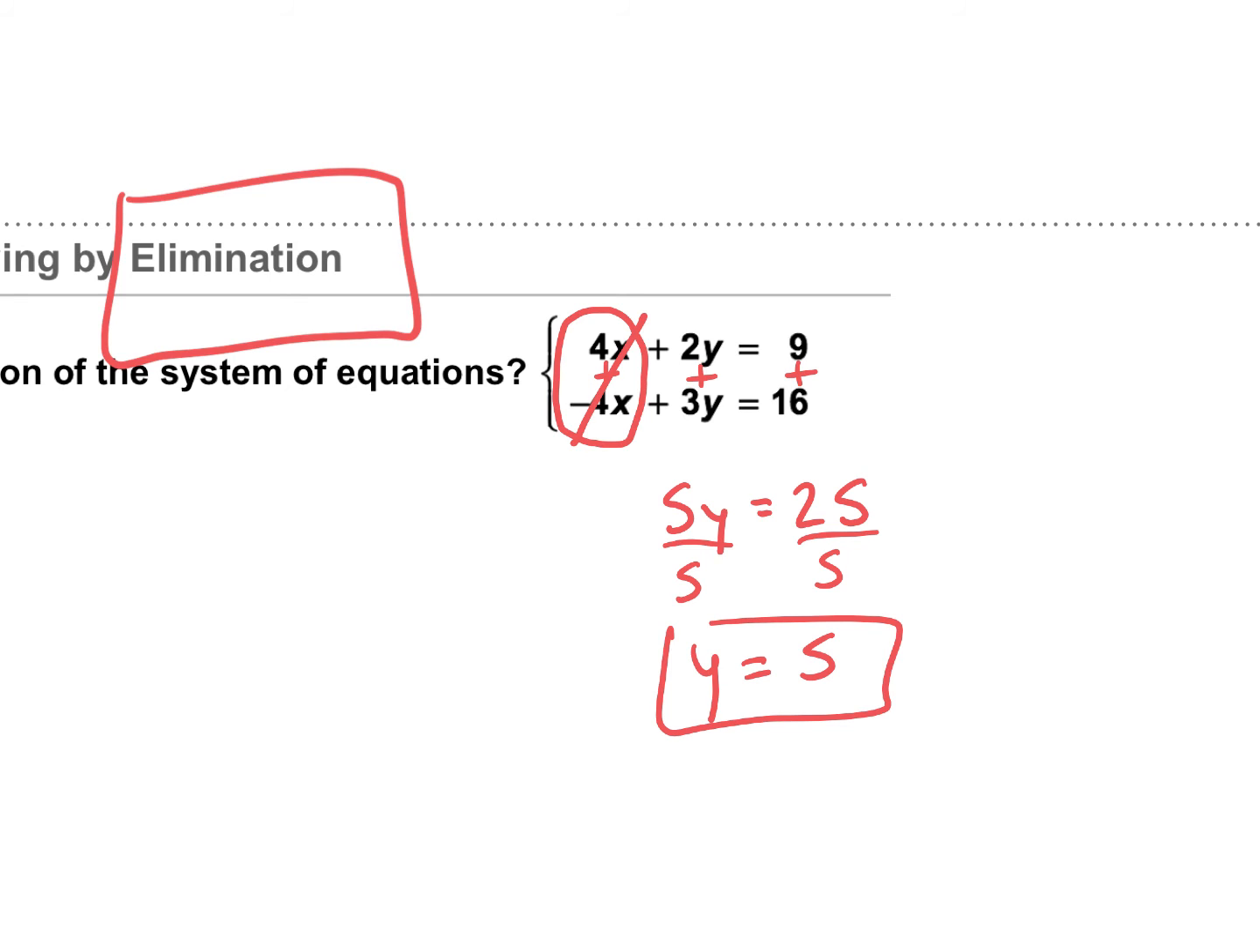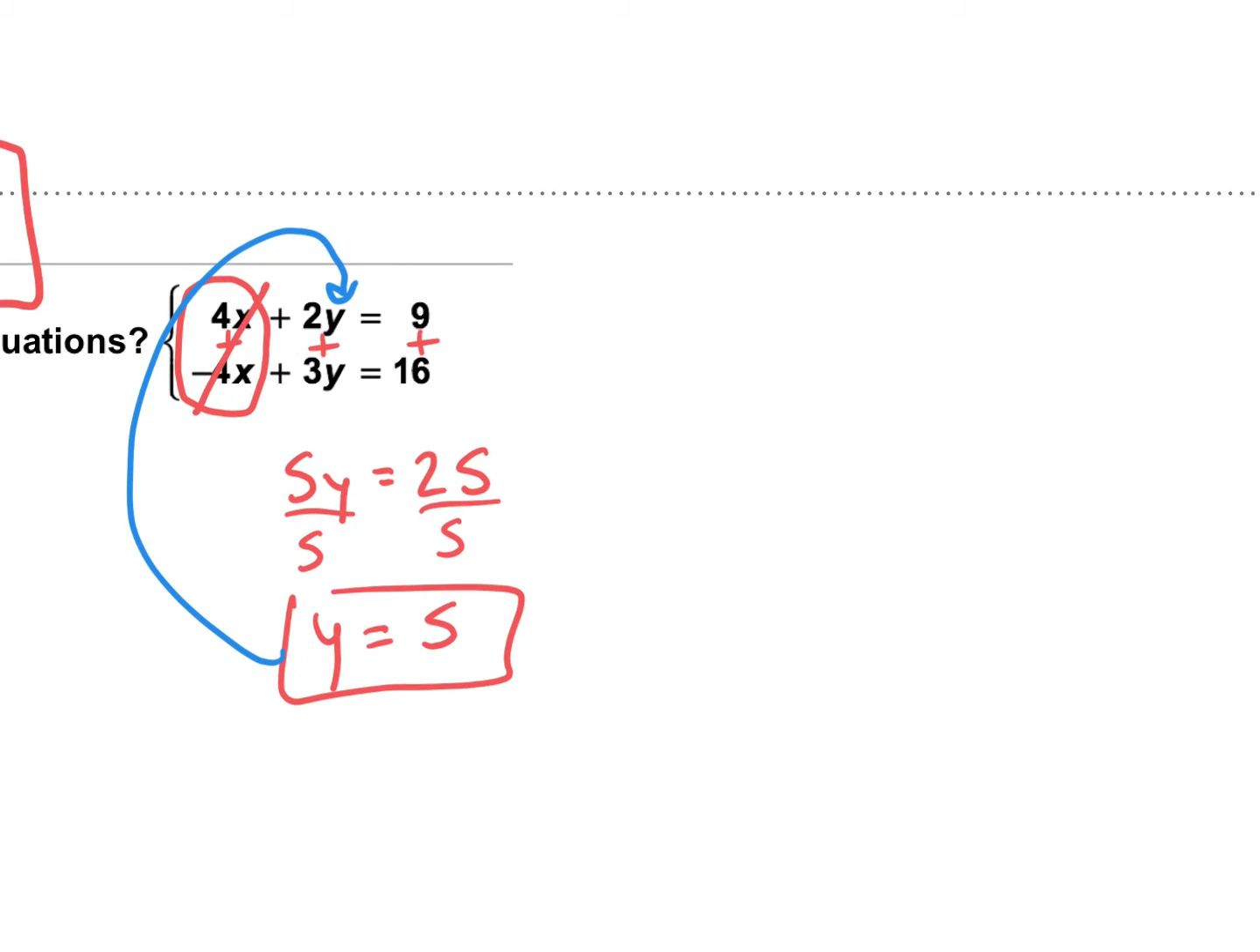How do I find what x is equal to? Plug it back in. Same way I did with substitution. The only difference in substitution and elimination is just the way that we found that first variable. Do I want to plug it into the first or the second? The first one. It looks a little bit easier. So I'm going to plug it into the first. So here I have 4x plus 2 times y. What's y? 5. So 2 times 5 is equal to 9.